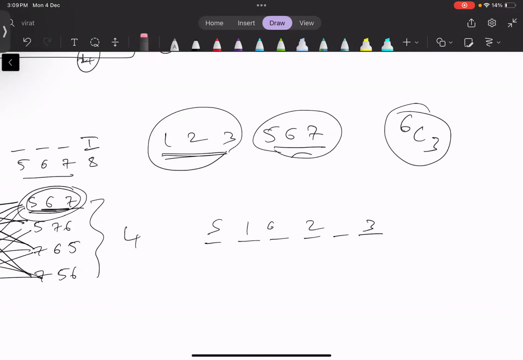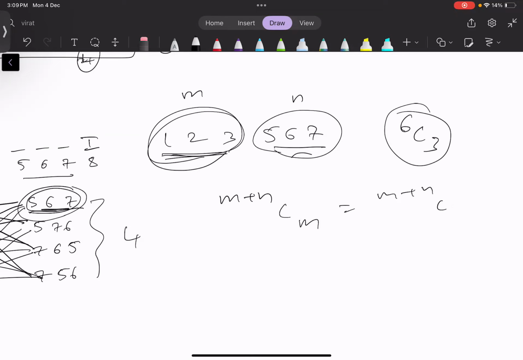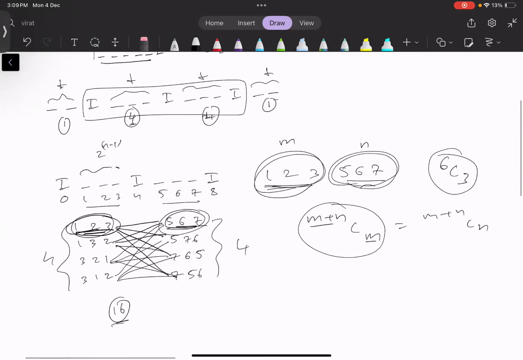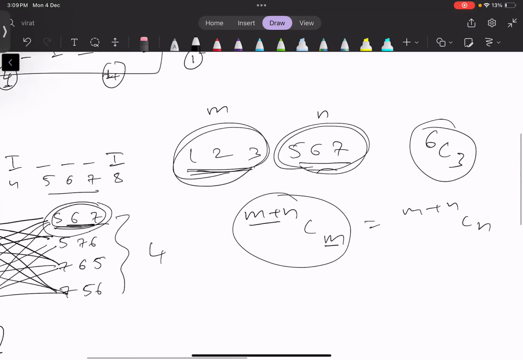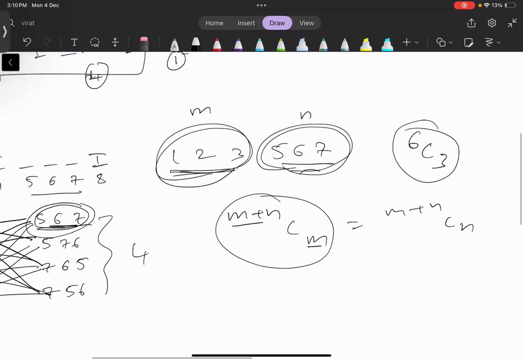But let's come up with a generalized formula, right? So if I consider this as M, and this as N, the total number of places will be M plus N, and the number of ways we want to arrange one of them is M plus N C M. Now this is the same as M plus N C N, because if you fix this and put that in the remaining places, or fix that and put this in the remaining places, the answer will be the same. So we can take either one of them. Now here we had M and N both equal to 3, so our answer in this case was 6C3.